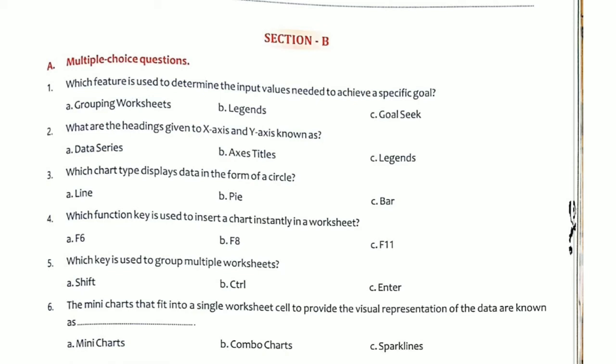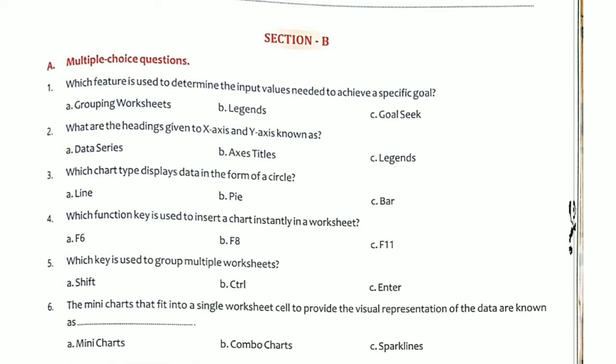Fifth is, which key is used to group multiple worksheets? First is shift, second is control, third is enter. So the first answer is shift. Sixth is, the miniature charts that fit into a single worksheet cell to provide a visual representation of data are known as mini chart, combo chart or sparklines. So the answer is sparklines.